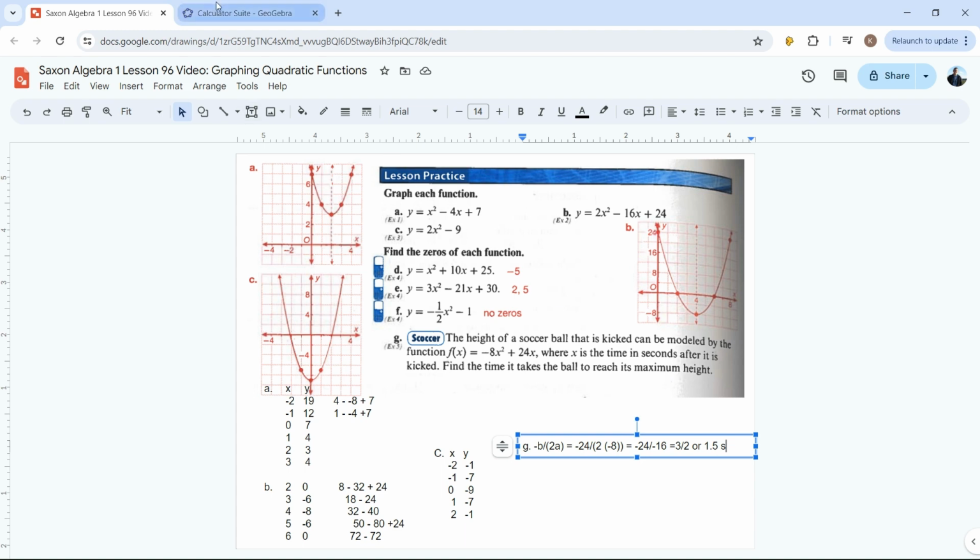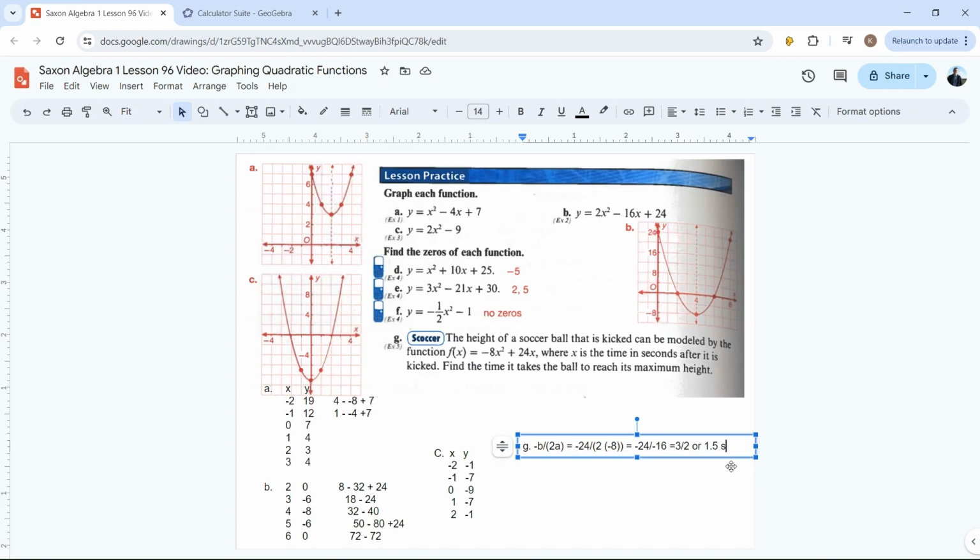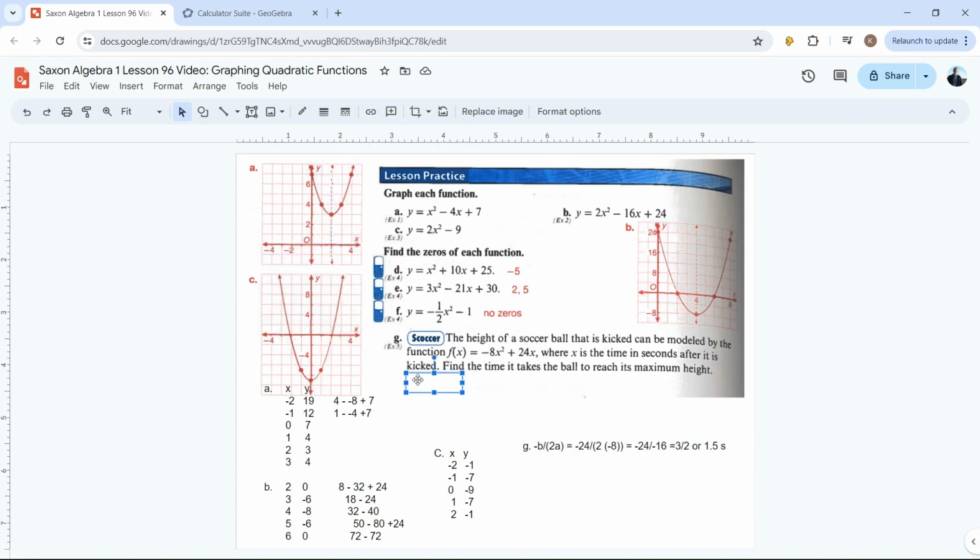Let's just see if we get that same answer on a calculator. Here I've graphed the equation, and this is the height of the soccer ball over time. What is the time at this maximum height? If I click to find it, there we are, 1.5 seconds. And I see that this also tells me the ball goes 18 feet into the air. Okay, 1.5 seconds is the correct answer, though, because it was just asking for time. There it is. And that is how you graph quadratic functions.